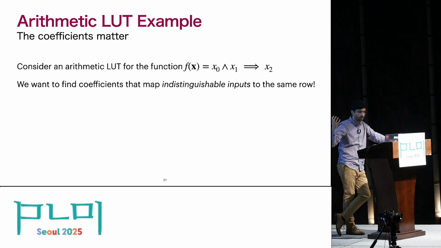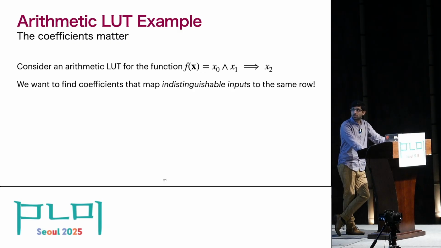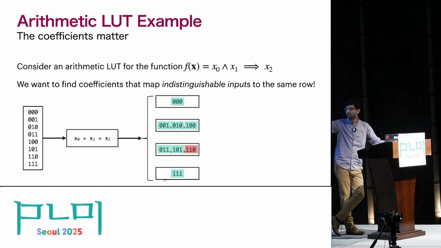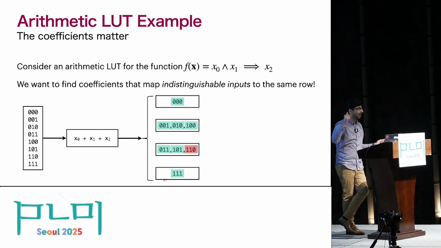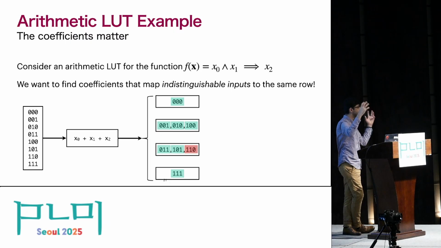And so really what we want is to find coefficients that map indistinguishable inputs into the same row of our output lookup table. So for an example that doesn't work, let me explain the visual abstraction here a little bit. Normally we've had one output corresponding to every row. In this case, we have multiple inputs going to a single row, and so each box holds the set of all inputs that map to that row of the lookup table.